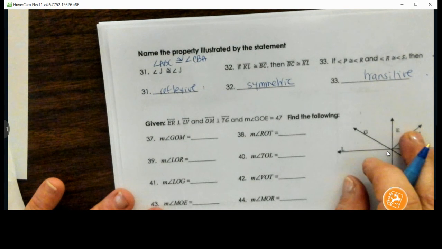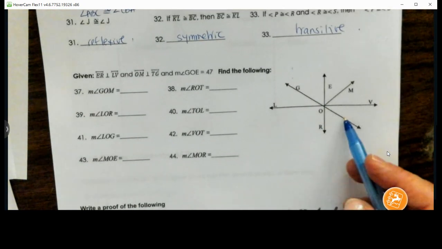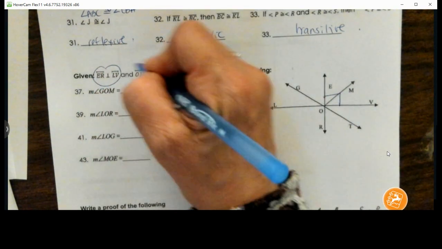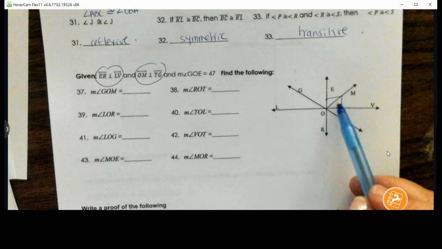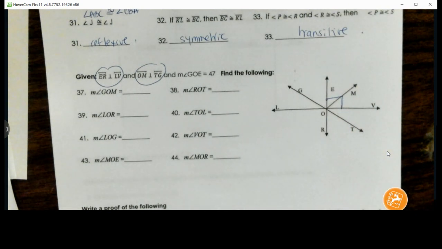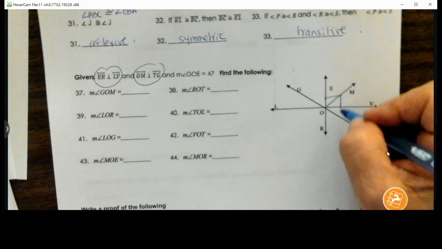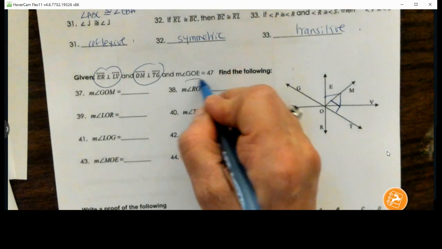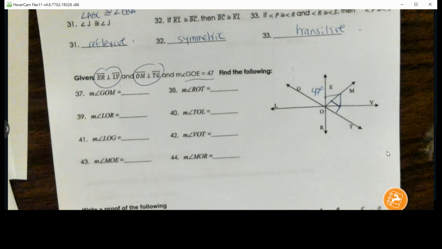Okay, and it's equal to S. Let's go over this one. Although I did it in class, everything is based on reading these two. ER is congruent to LV, and I have a 90-degree angle. The next one says OM is perpendicular to TG, and this is perpendicular. And the last piece of information is angle GOE is 47.